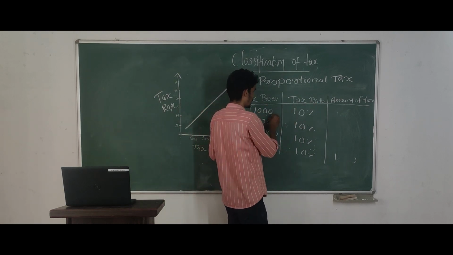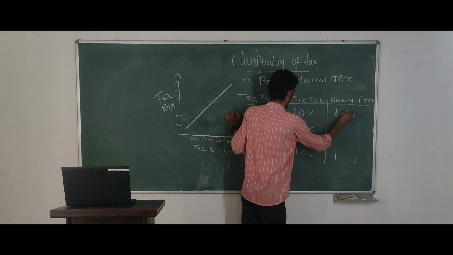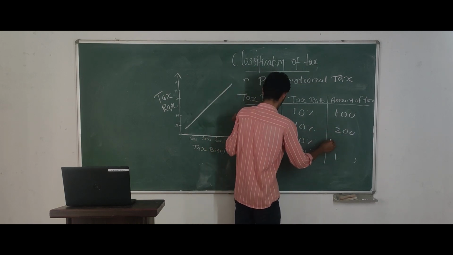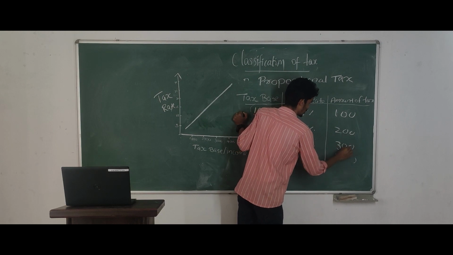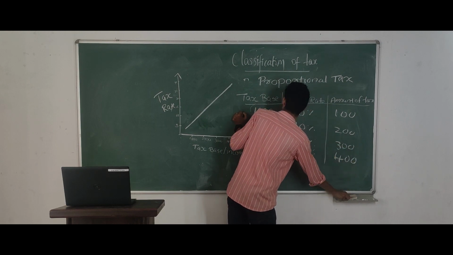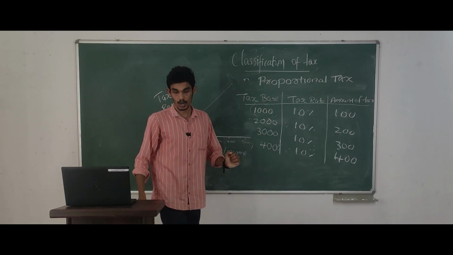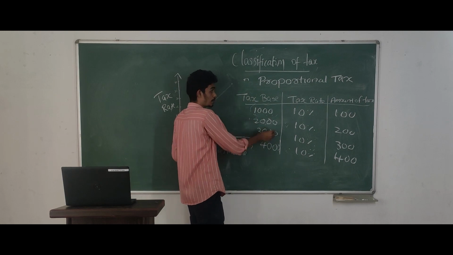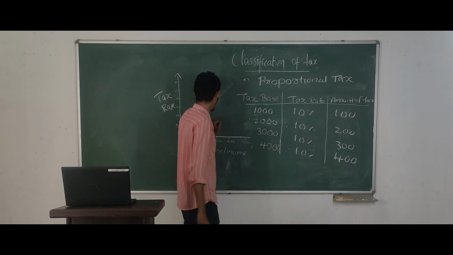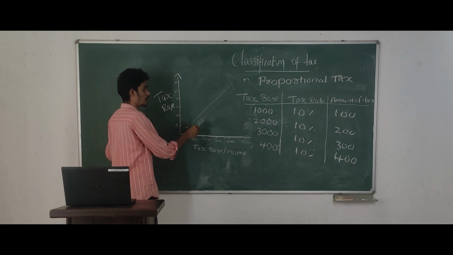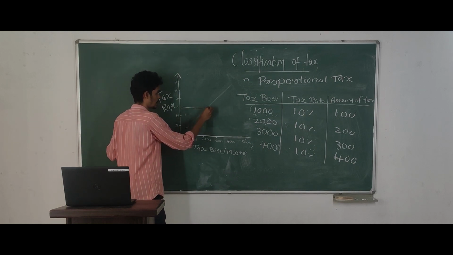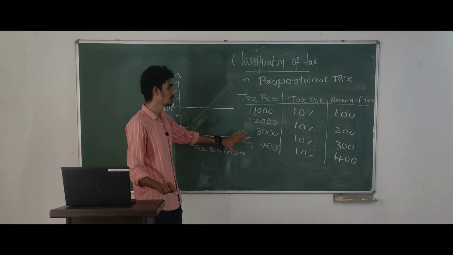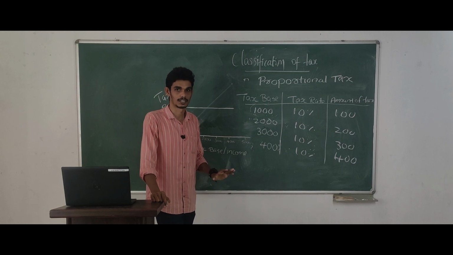Here, the amount of tax is 100, 200, 300 and 400. In the case of proportional taxation, if income changes but the tax rate remains constant. Here the graph of proportional tax is like a horizontal line. It shows that if income increases, the tax rate remains constant.